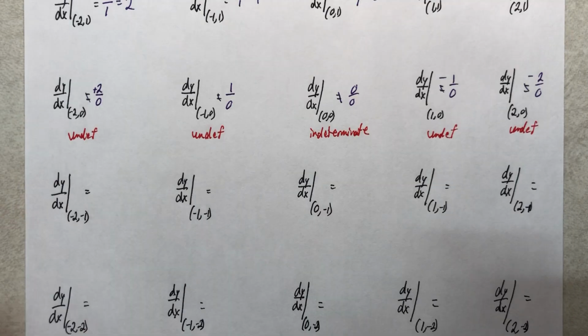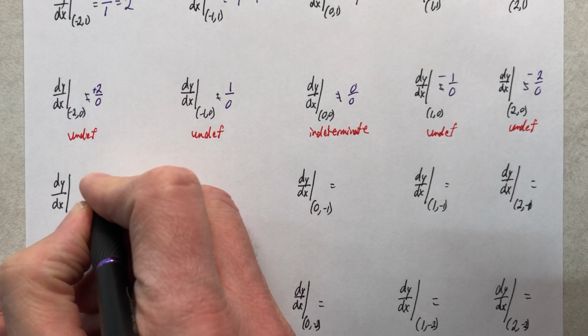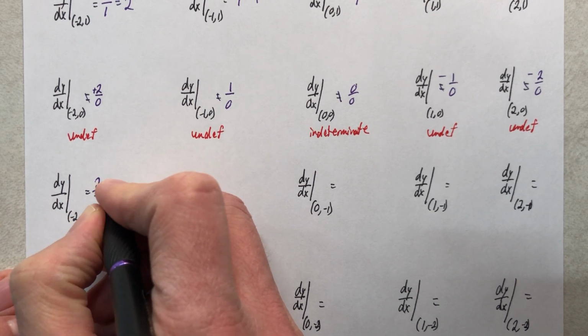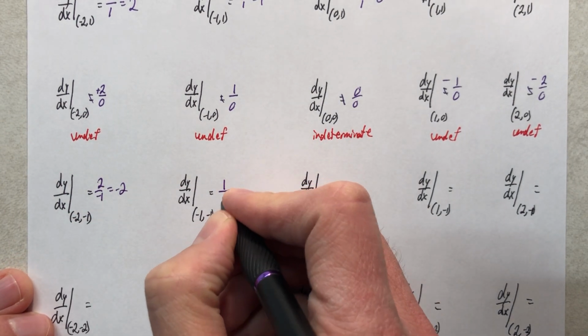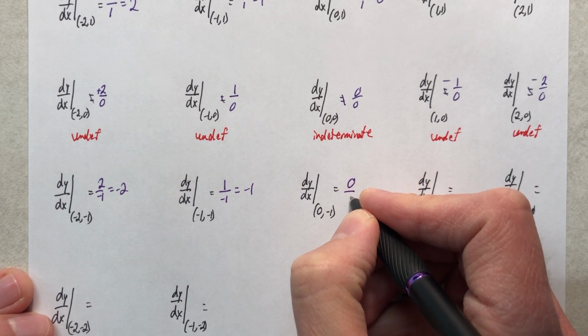All right, let's keep moving. The opposite of x over y. The opposite of x over y. The opposite of x over y. These are going to be 0.